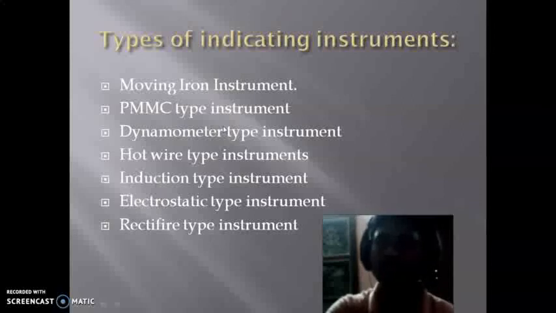Whenever we try to develop this kind of instruments, we have to maintain these essential things to develop them.